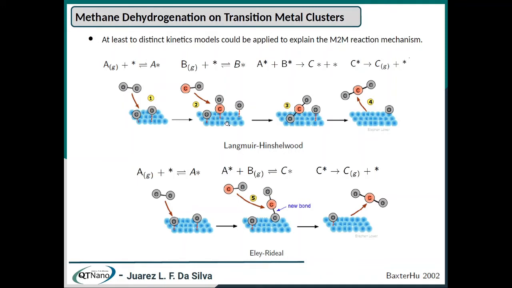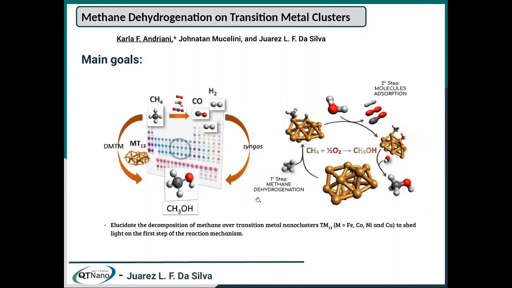The first one is where all the reactants and products are dissolved on the surface or in the catalyst, and in the second one, one of the reactants is in a different phase, the gas phase. So in our work, we want to understand the decomposition of methane over 3d 13-atom transition metal nanoclusters, where we use iron, copper, nickel, and cobalt to shed light on the first step of the reaction mechanism.